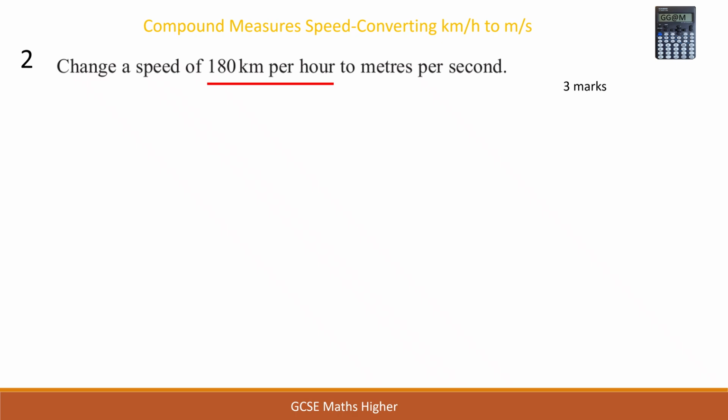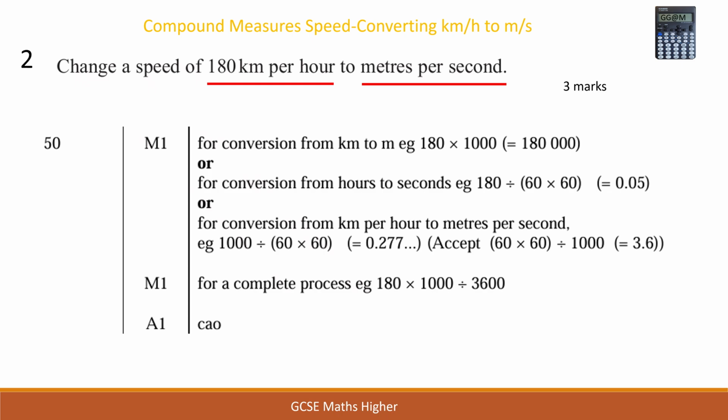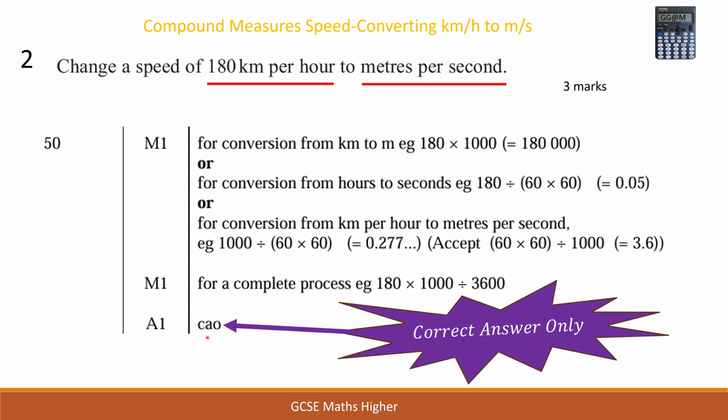So keywords, well, you've got 180 kilometers per hour and you're converting it into meters per second. The answer was 50 and this was worth 3 marks. M1 here is a method mark, so you've got 2 method marks here, and A1 is an answer mark. This CAO means correct answer only. So you had to get the correct answer for 50 to get the full 3 marks for this in the exam.